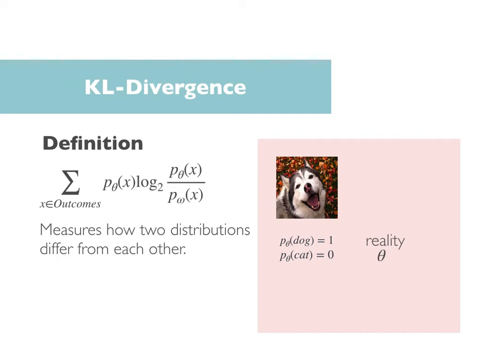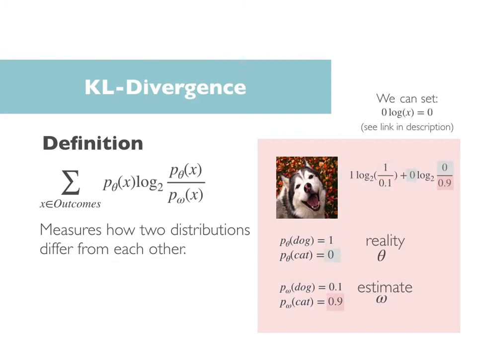Now let's assume for a minute that our neural network, modeled using parameters omega, which are our network's weights, failed miserably and chose to label this dog as a cat, producing 0.1 that this is a dog and 0.9 that it's a cat. So let's plug these into our formula and see what happens. In the first term, we have the probabilities for outcome dog. So blue is from theta and red from omega, and so we get 1 log 1 over 0.1. And similarly, we get the second term, which, as you can see, is essentially 0 times log 0.